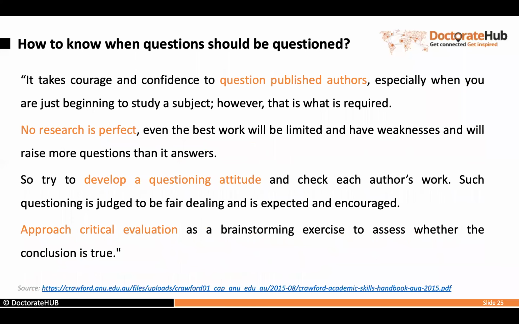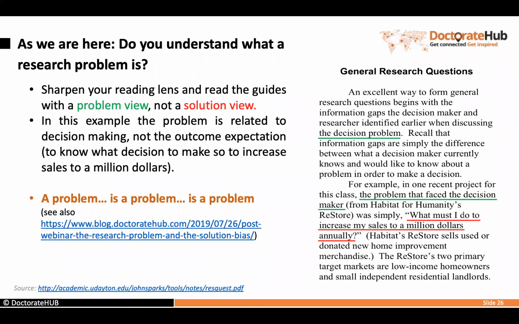Well, I think it's important that you learn to question the question. It is something that is inherent to science, and critical evaluation can help you as much as reflection with peers. Further to this, and as we are there, do you understand, by the way, what a research problem is? Let us look into the right example.